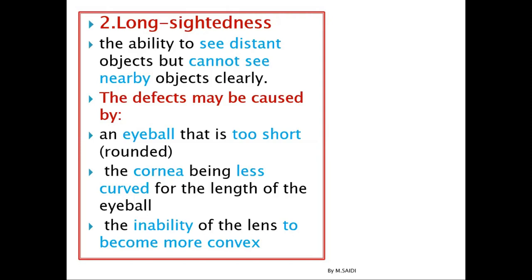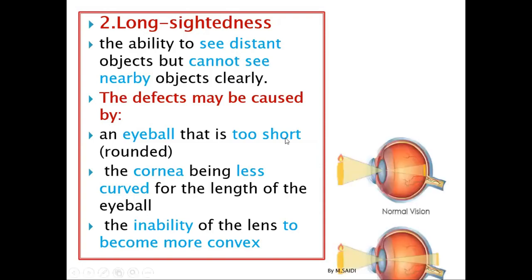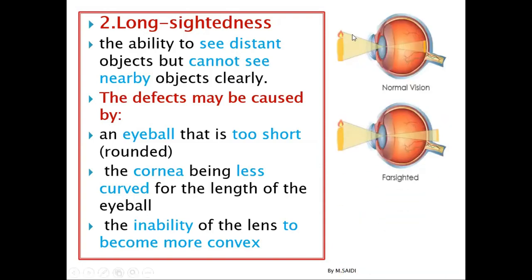So that's how it is. It means that the power of this light is too much. Therefore, the lens fails to bend this light to the retina, and then the image ends up forming behind the retina. If you look at the picture here, it shows what really is happening. This is the normal vision. The image is formed in the retina, but in the long-sightedness abnormal eye, or eye with the defect, the image is formed behind the retina.